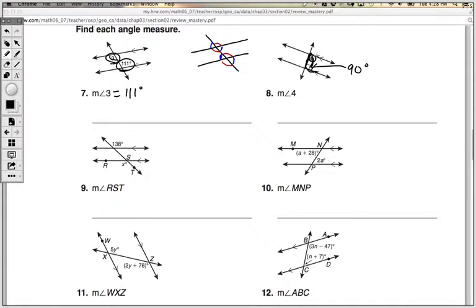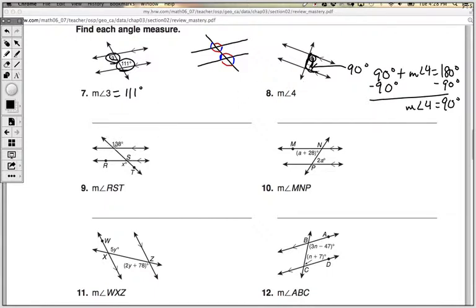So that means I'm going to have 90 degrees plus the measure of angle 4 equals 180 degrees. And when you subtract that 90 degrees, it happens to also be 90 degrees. So the measure of angle 4 equals 90 degrees. So if you have, this is interesting, if you have a 90-degree angle, it looks like they're both equal and supplementary. Go figure. All right, let's look at the next one.